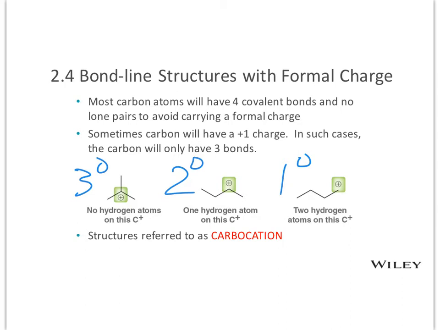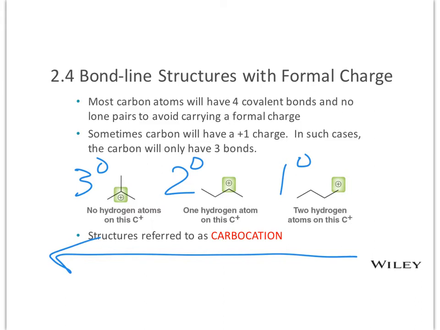We're going to get into some of the details about this later on, but there is also an important distinction amongst these carbocations when it comes to their relative stabilities. As we go right to left, the stability of these carbocations increases. A molecule would rather contain a tertiary carbocation than it would contain a secondary or a primary carbocation. So this is one common structure we'll see when it comes to carbons having a formal charge.